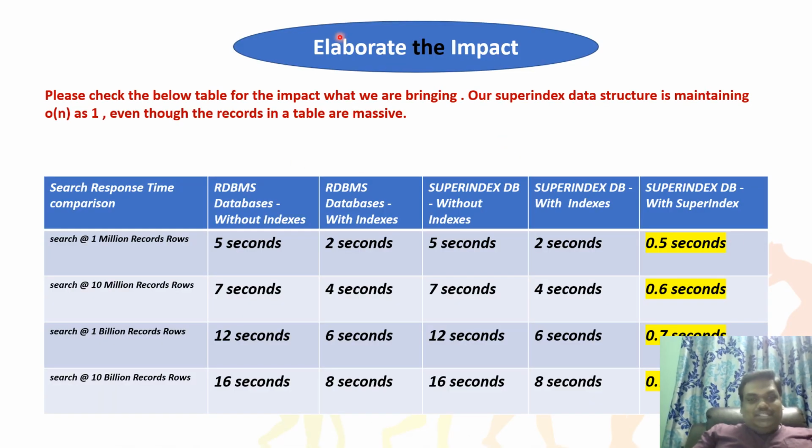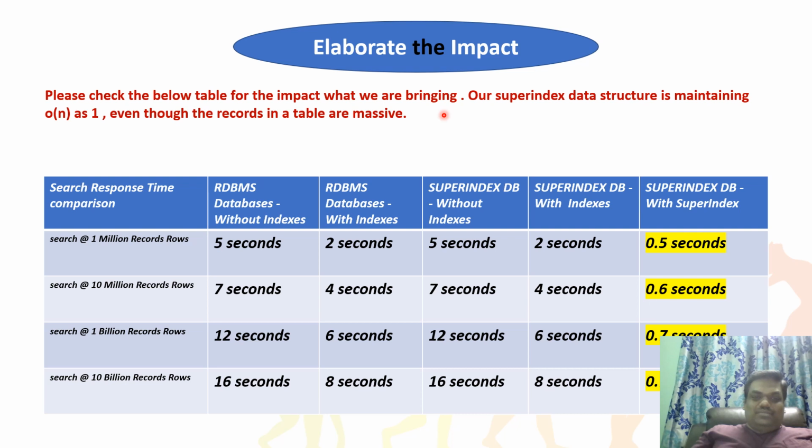We have already discussed a lot what SuperIndex DB is. We have innovated a SuperIndex data structure, and that data structure improves the response time. It is not only for one row in a table, it is for 100 rows in a table. Even when you go to 1 million records, 10 million records, 1 billion records, or 10 billion records in a table, the query response time is the same. That is, O(n) is always 1, the big O notation, as I already mentioned, even though the table is massive or huge.